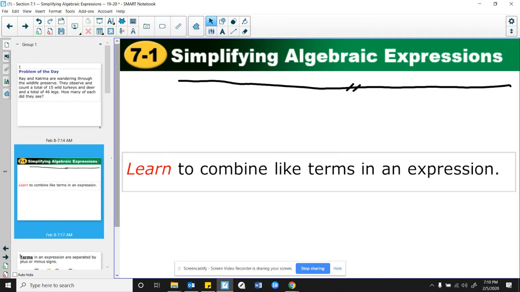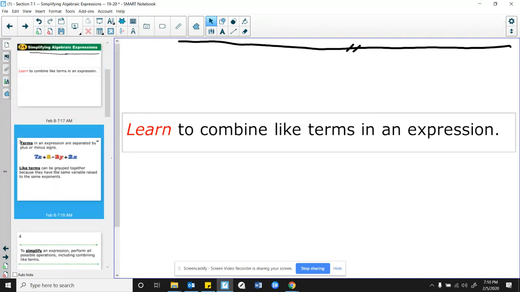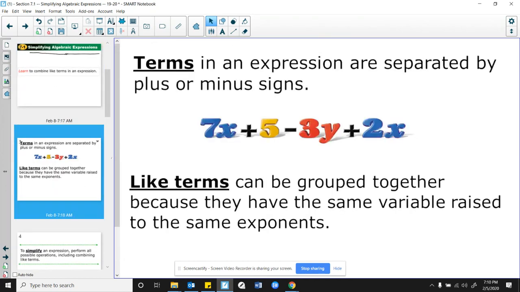I think a lot of this are things that you've already done, so it should turn out to be pretty easy. We should be very familiar. Okay, you've got 3 definitions. The first one is terms, okay? The definition is in an expression, they're separated by plus or minus signs, okay? So we have 4 terms here in this little expression that I have written down below, okay?